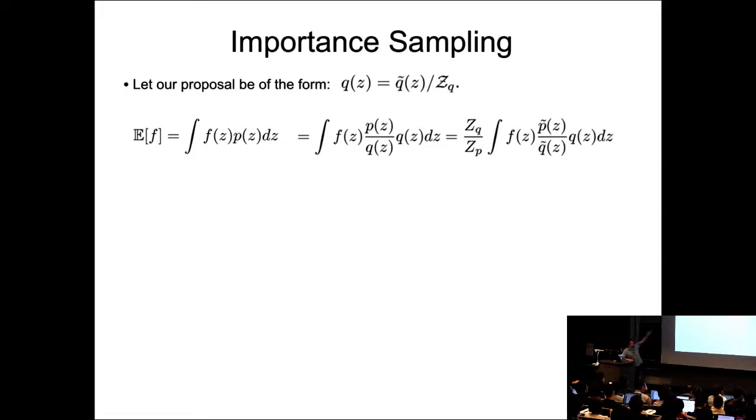So if I look at the expectation of f, I can write it down this way. I can multiply and divide by Q, and I can write it down as the ratio of partition functions and this quantity there. Okay? Everybody sees that?